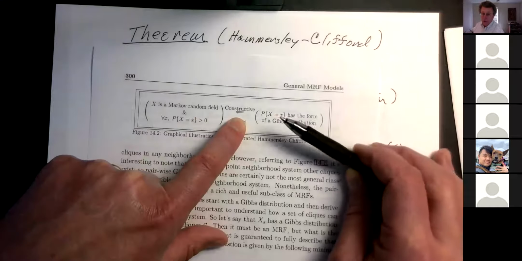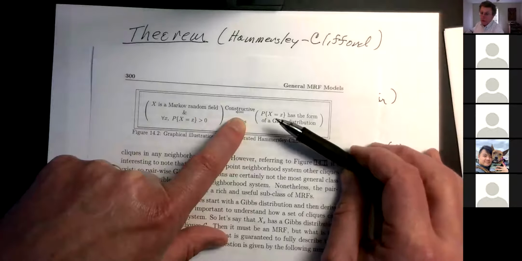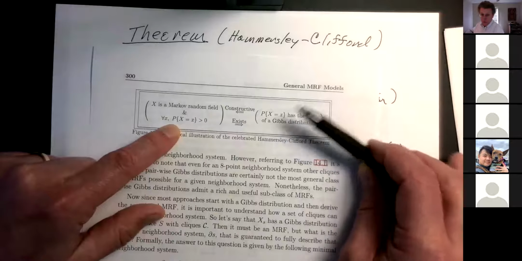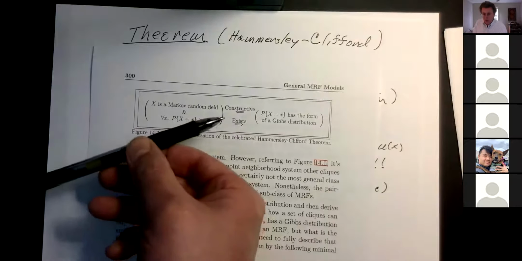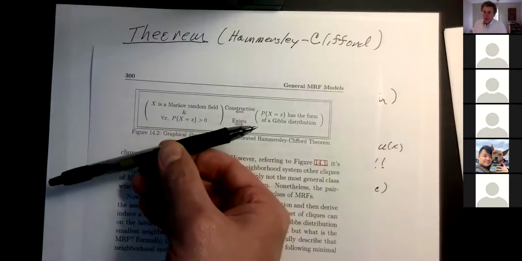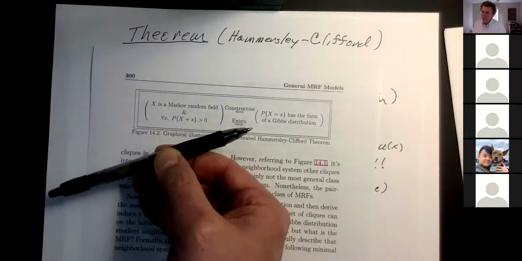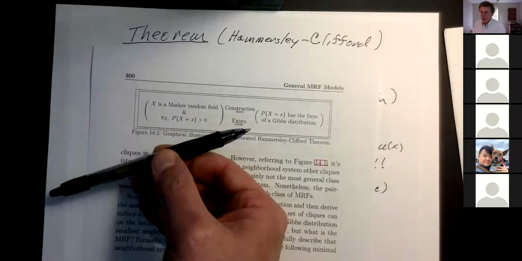So it's easy enough to actually find the conditional probability of a pixel given its neighbors if you assume that the thing's a Gibbs distribution. And we'll use that when we do calculations. The other direction is not constructive. You prove that the thing must exist, but it's really not a constructive proof.